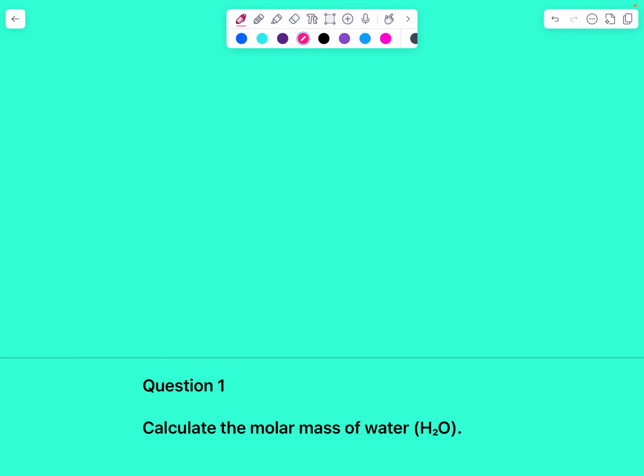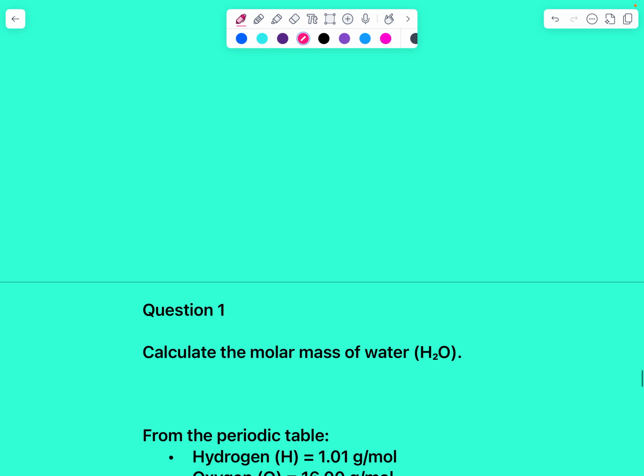This is General Chemistry Lab 3 on stoichiometry and limiting reactants. I'm going to read out each question, show all the work, and explain where each number comes from. Alright, so in this problem, calculate the molar mass of water. What do we need to know about water first?